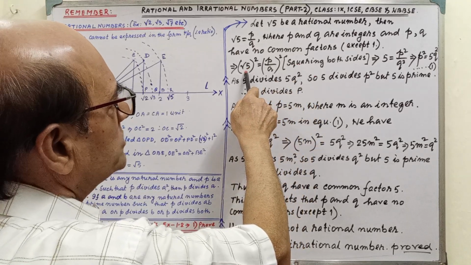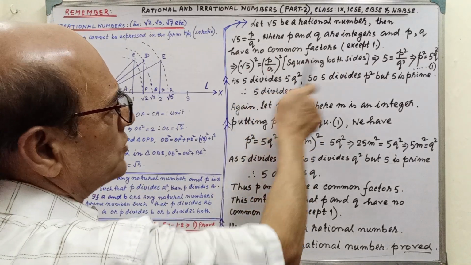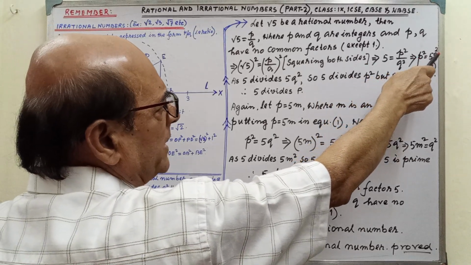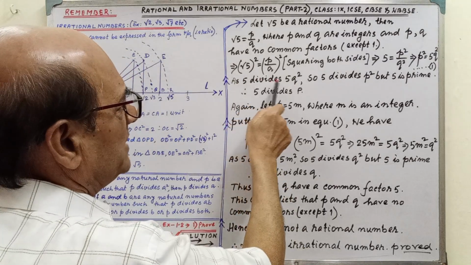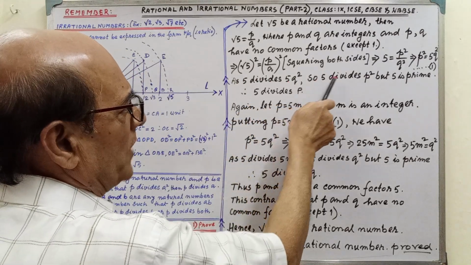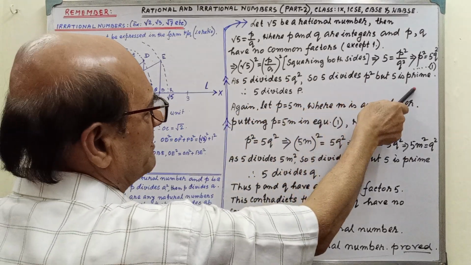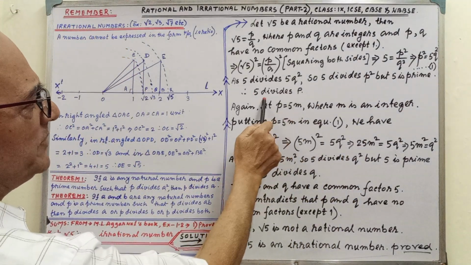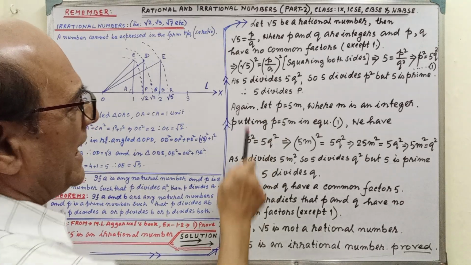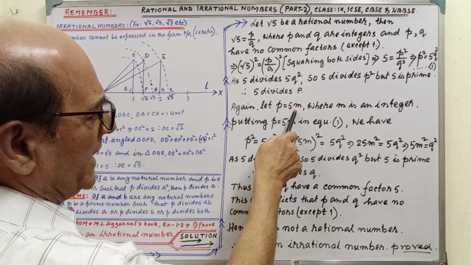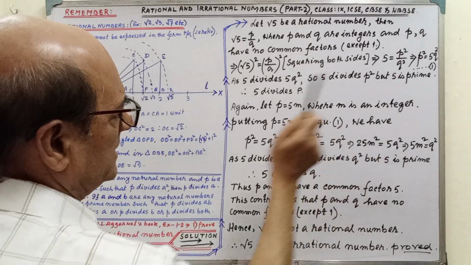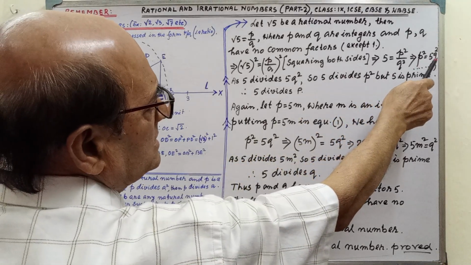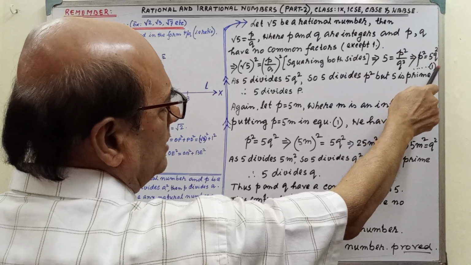Squaring both sides, 5 equal to p square by q square. By simplifying, we are getting p square equal to 5q square. As 5 divides 5q square, so 5 divides p square, but 5 is a prime number, therefore 5 divides p. From this theorem, we are getting 5 divides p. Again, let p equal to 5m, where m is an integer, putting p equal to 5m in equation 1. This equation is denoted by 1.